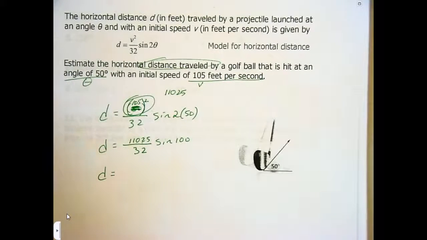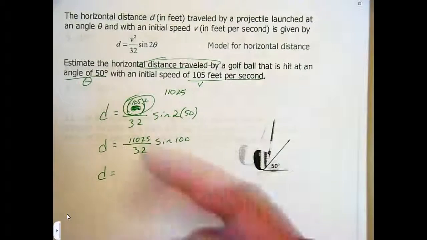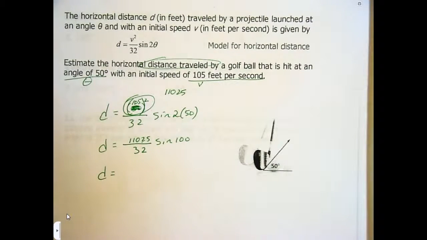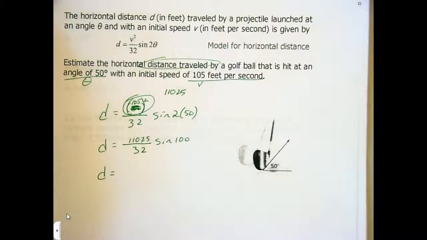108 squared is 11664. 120 squared is 140, but then you have to square it, and then it becomes 400, and then you have to carry it, so it gets a little tougher, but it's awesome. You can do that stuff in your head. Anyway, what does this equal?